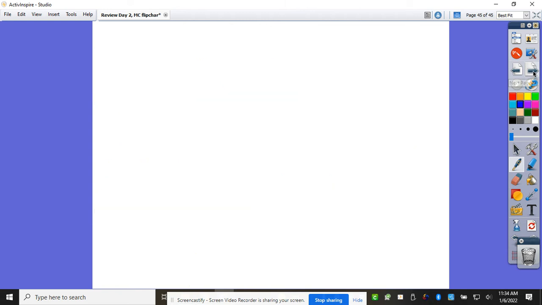It'll probably be easier to go to the back, but I'm just going to keep going for now. Chi-square goodness of fit. So this is where it changes very, very slightly. Do we still have randomization?